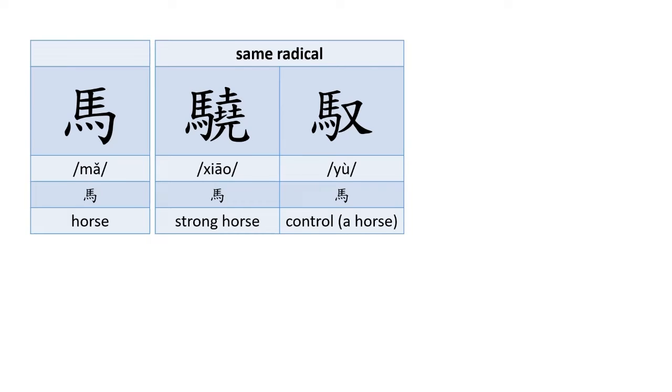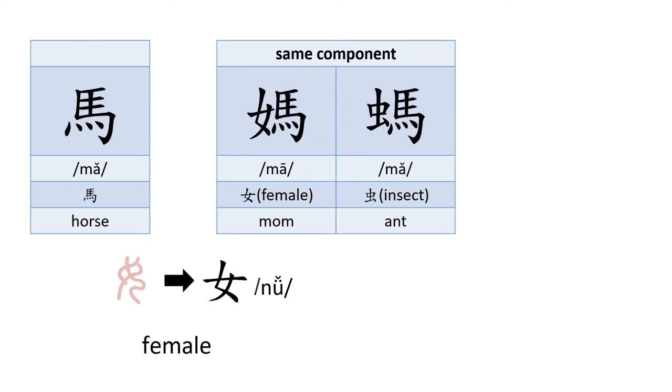These two characters have the same radical, 马. So their meanings are related to 马, which is horse. The next two characters are 妈 and 马. 妈 means mom, with the first tone, just 妈. And the radical of 妈 is 女, which means female.